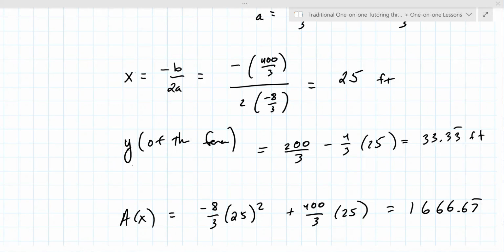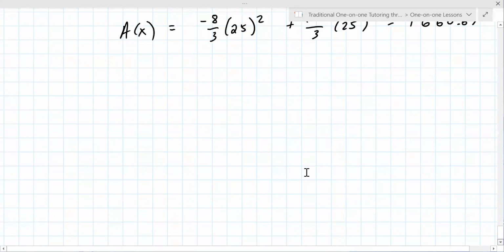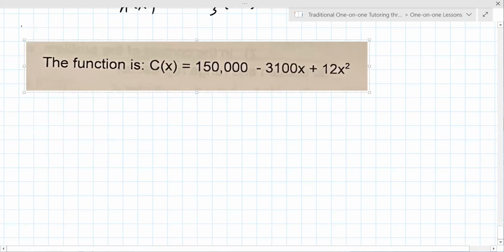Okay, let's look at another problem here, but let me have you do a bit more of the work, but I'm going to help guide you through it. Okay. Just to give you some confidence leading into the test or quiz coming up. So this is a cost function.